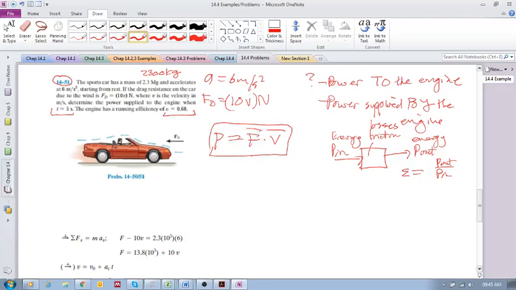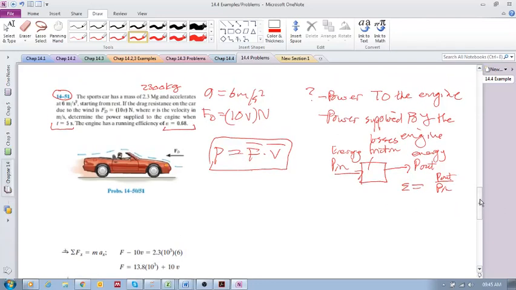Do I have velocity information? No. Do I have force information? Let's first have a look at the force information. The sum of the forces in the X is mass times acceleration. Now we need to draw the free body diagram. If there's our car, remember that the drag is opposing the direction of motion. But what is actually causing the car to accelerate in that direction?